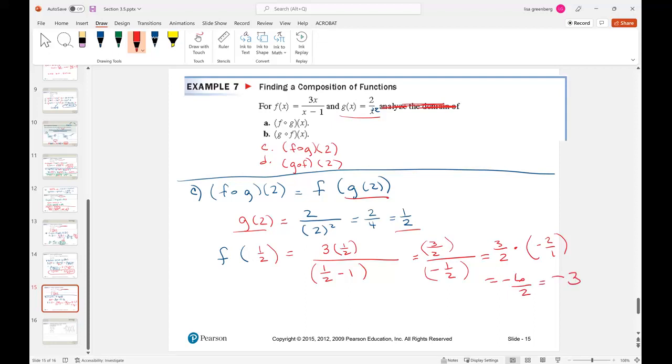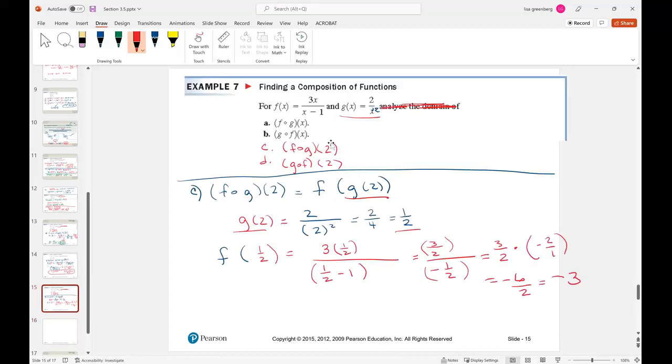So I think this was a lot easier if I wasn't asked for what it is when it's x, and I just have this value, then it's a lot easier to plug the value in first and evaluate. That's what I'm trying to show you. And then we'll do D real quickly.